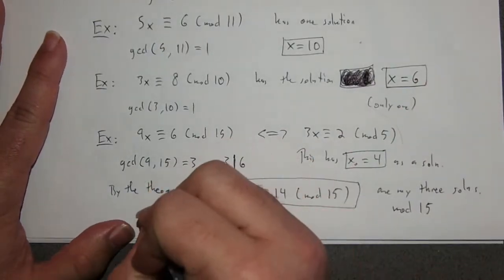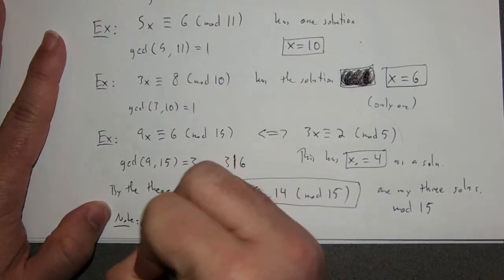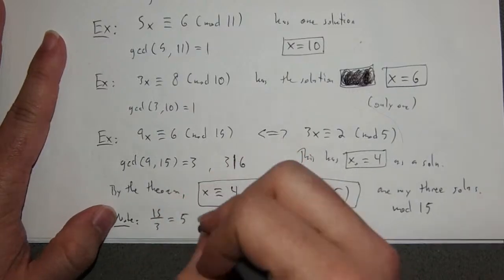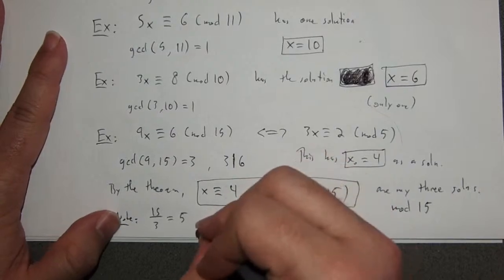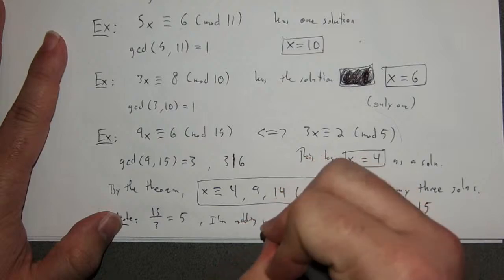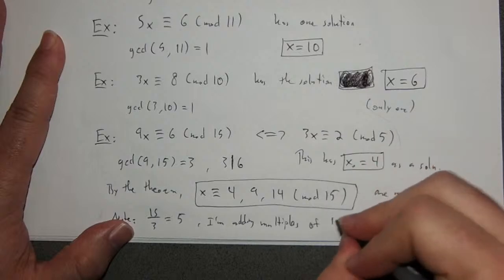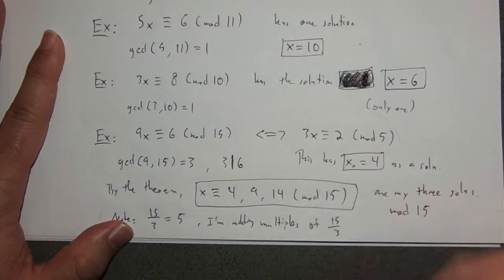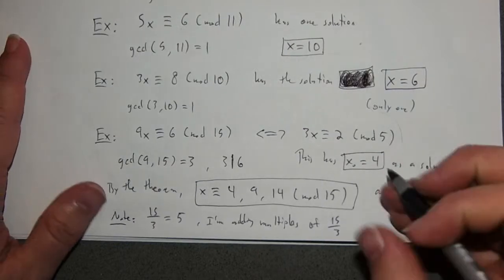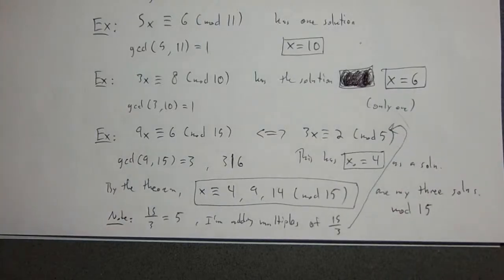So note 15 over 3 is equal to 5. I'm adding multiples of 15 over 3. I'm adding multiples of this new modulus.